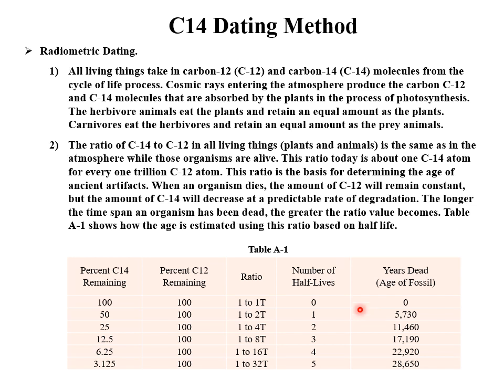And then, of course, another half-life would be 1 to 4 trillion, and that would mean it was dead 11,460 years. So anything in between that, say 1 to 3 trillion, would be halfway between the 5,730 and 11,460. You would just have to calculate the percent and find out how long it's been dead. So that's how carbon-14 works. Okay.